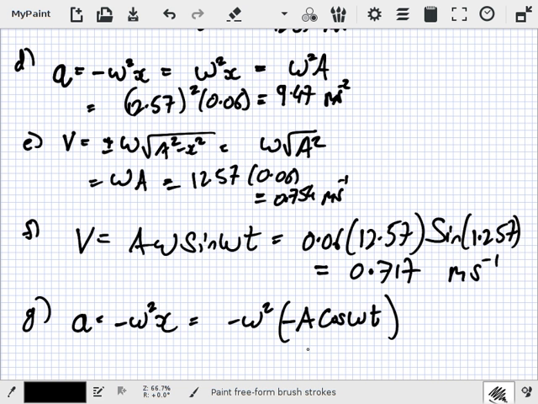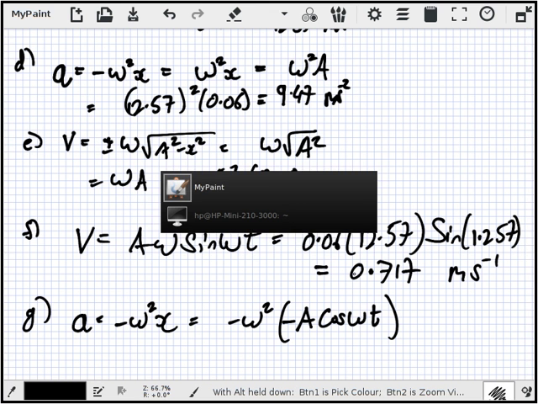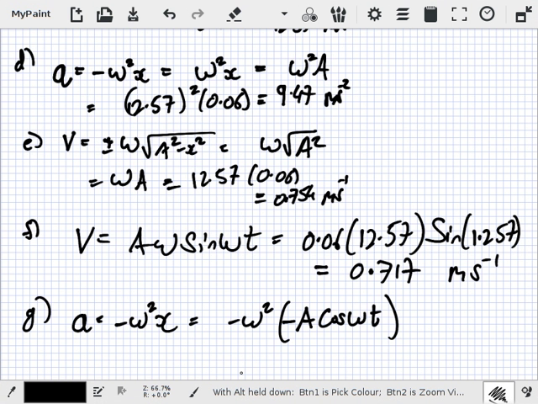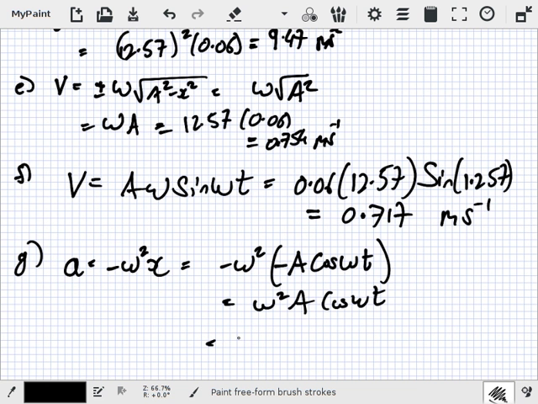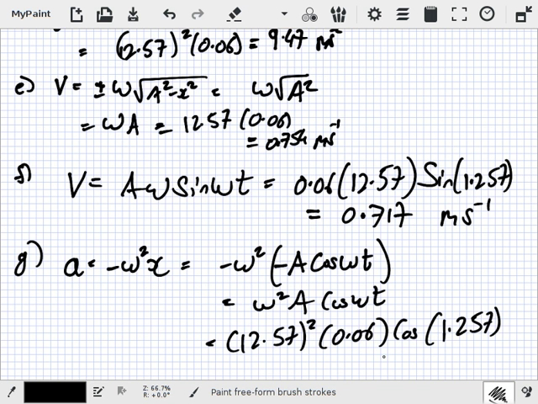And why is not the A omega sine minus? This one? Yeah, I'm sorry, that should be a minus as well. Although, did I ask for speed? Yeah, I asked for how fast, so I don't care about the minus. So that's omega squared A cos omega t, which is 12.57 squared, 0.06 cos 1.257. So that should all be positive. So that's 2.93 meters per second squared.